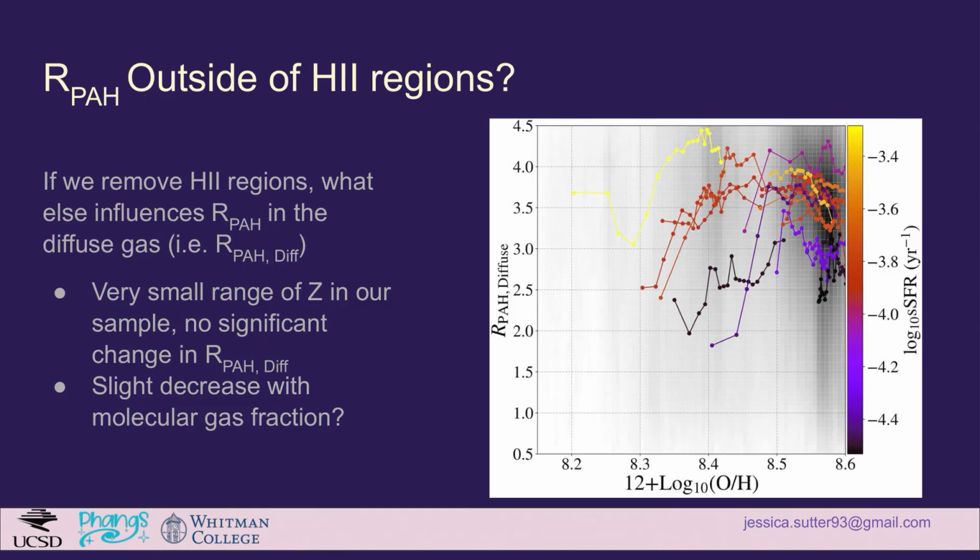So we wanted to test, first of all, metallicity. We might expect lower metallicity regions to have lower ARPA values because they should have fewer PAHs. So we looked at whether, if we take out our H2 regions, ARPA decreases as metallicity decreases. And for the most part, we found not really. We don't see a clear trend between ARPA and metallicity across our sample, although that's very likely because we don't have a lot of low metallicity galaxies in our sample of 19.